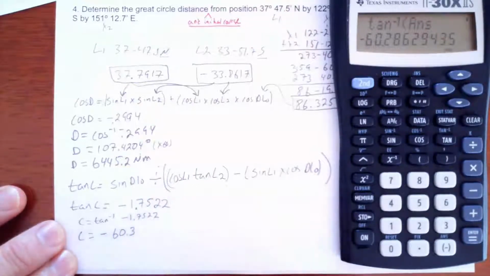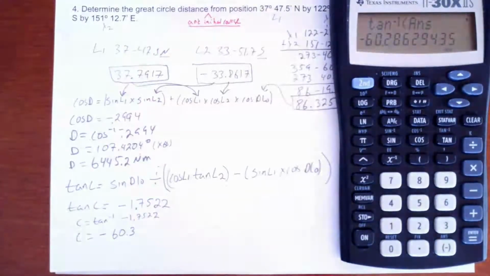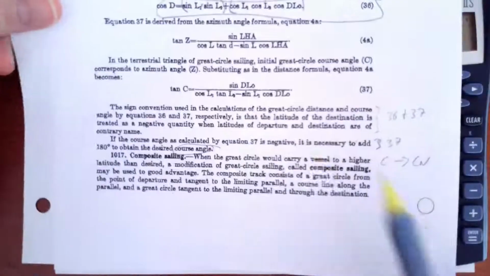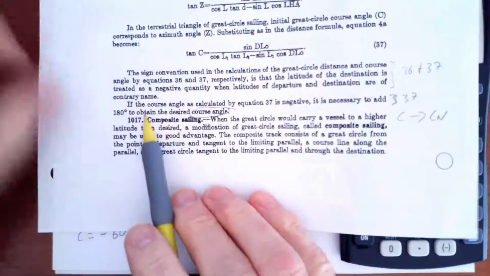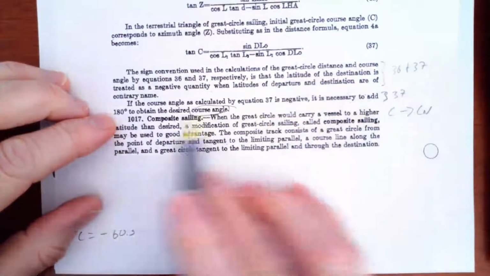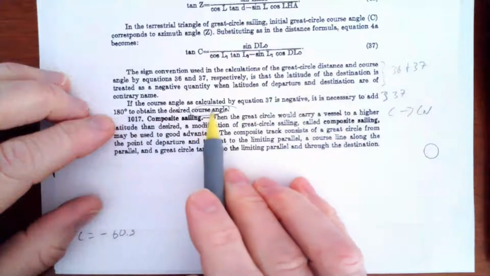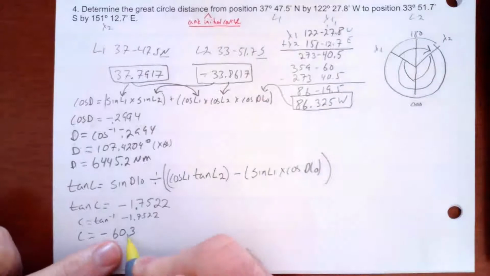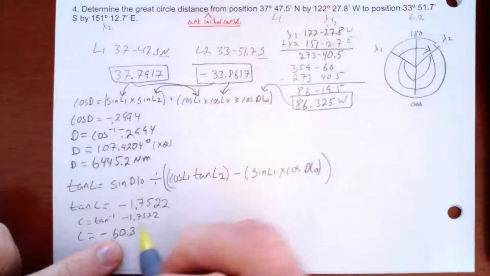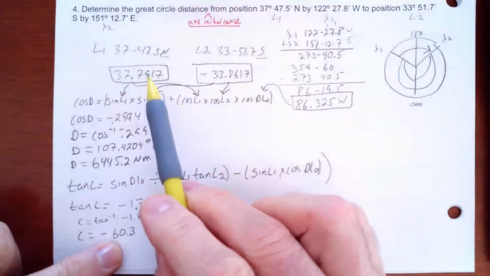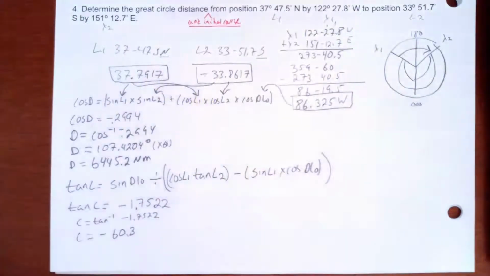So I've got several more things I have to do now. I'm going to go back to page, excuse me, page 612. Here's the formula 37. If the course angle as calculated by equation 37 is negative, it is necessary to add 180 to the desired course angle. So I have several things that I got to do now. I got to add 180 to this. Then I got to remember that this is C, not Cn. So I need my rules for converting C to Cn, and then I have to actually do that.